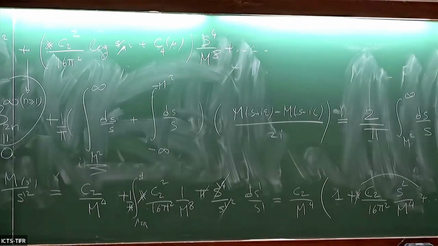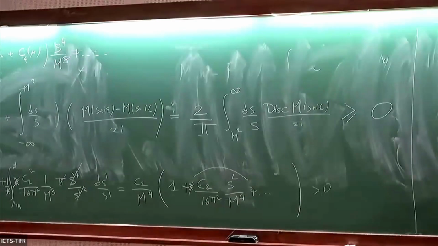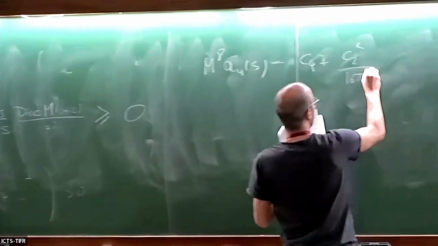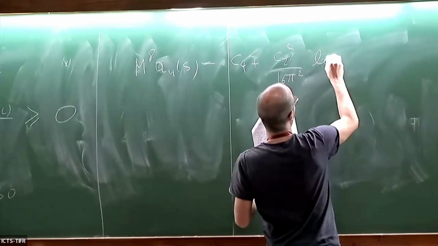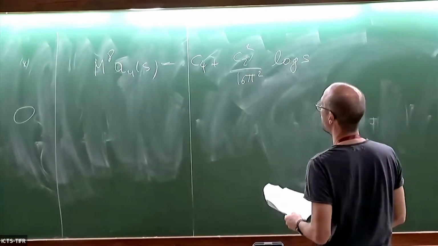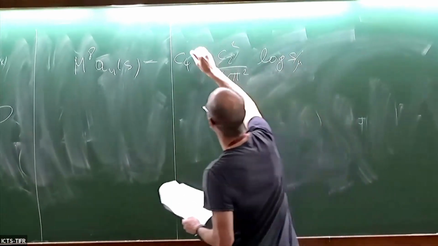Yeah, I thought it was much faster, sorry. So, just telling you the result. You repeat exactly the same calculation. You're going to get C2 squared over 16 pi squared log S. You can even put the mu.